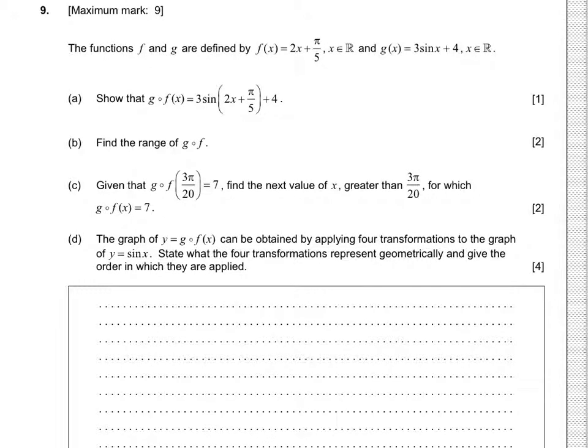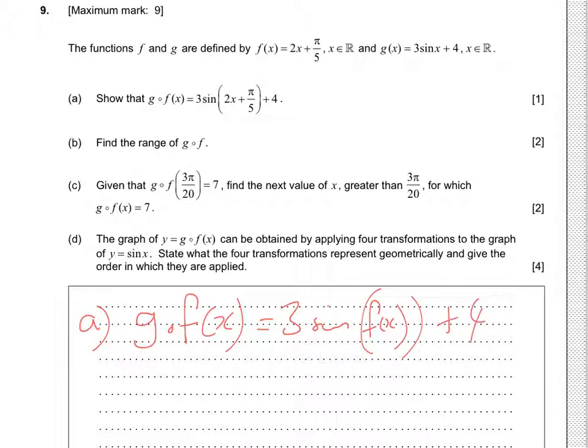Functions f and g are defined. Show that g of f of x, there's a nice easy mark this late in the game. g of f of x. Well, g of x is 3 sine x. So all you've got to do is be a bit careful about your communication, because if they didn't give you the answer, you'd probably just write this down. g of f of x is 3 sine f of x plus 4, which is 3 sine of 2x plus pi by 5, plus 4.